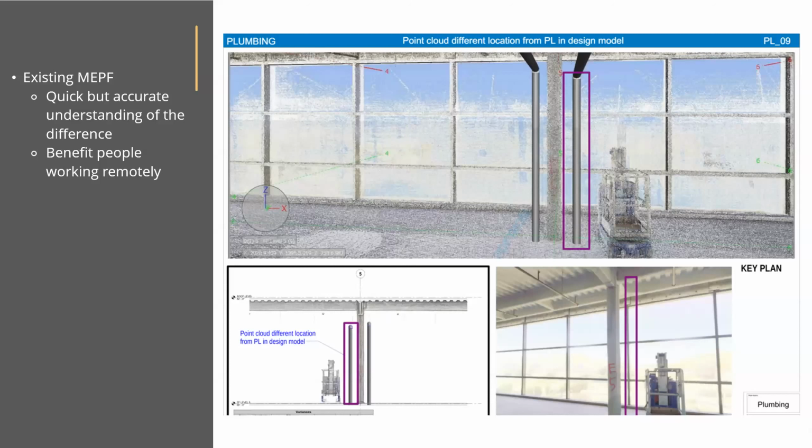We received the same positive feedback from the MEP engineer. The variance report gives them a quick but accurate understanding of what's on site in reality. It becomes more important nowadays when people are working remotely and they need efficient ways to get the information they need. This example shows the plumbing riser is not at the location as the core shell design shows. We later find out it was relocated to another location during the core shell construction coordination.